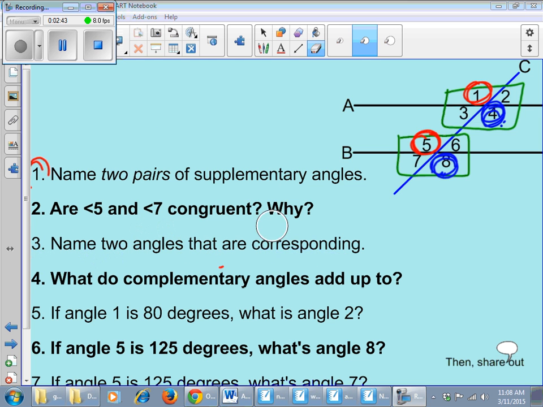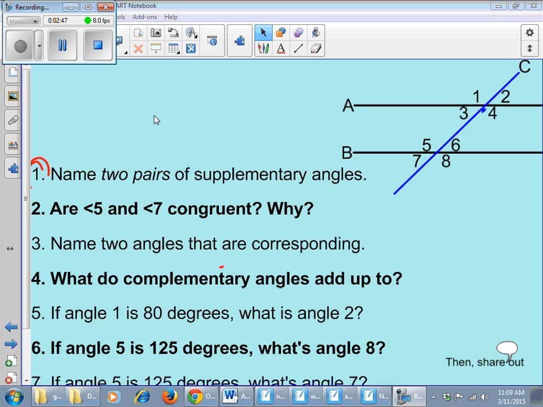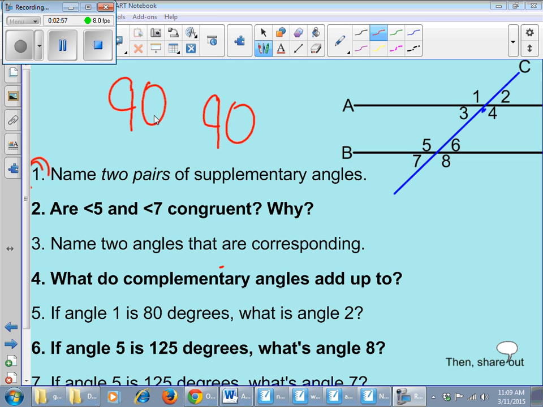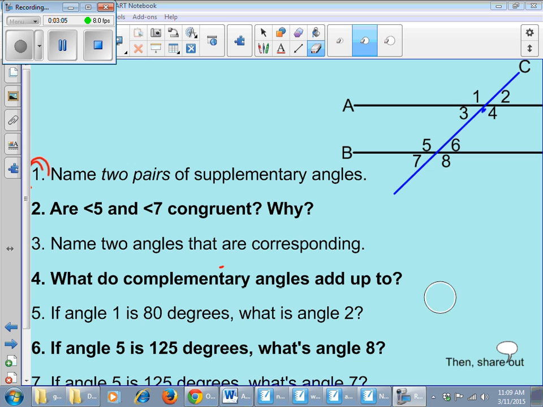Question 4. Question 4 simply states, what do complementary angles add up to? Well, here's the trick. Complementary angles add up to 90 because the C turns into a 9 really easy. Complementary angles, 90 degrees together. That's question 4. Question 5 says, if angle 1 is 80 degrees, we put in 80 degrees here.